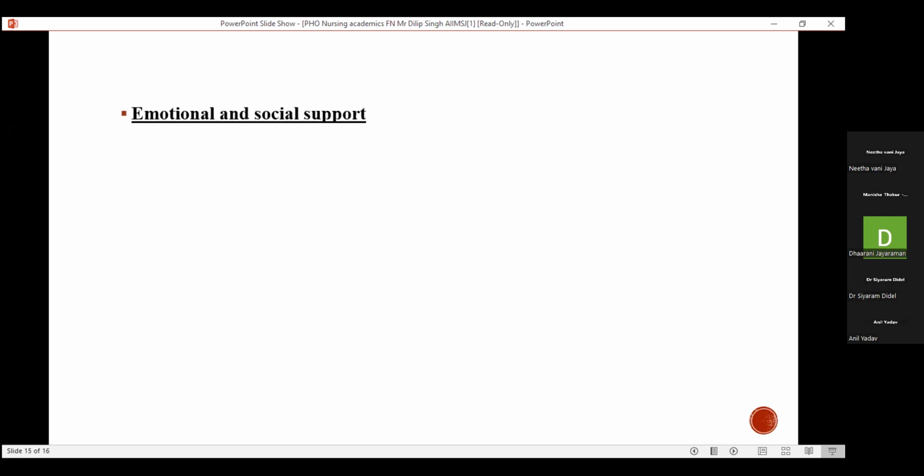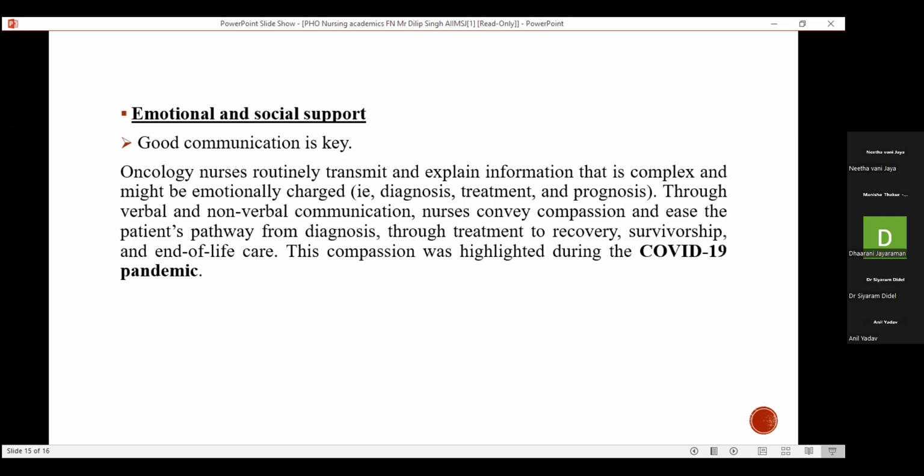Emotional and social support. Good communication is key. Oncology nurses routinely transmit and explain information that is complex and might be emotionally charged: diagnosis, treatment, and prognosis, through verbal and non-verbal communication. Nurses convey compassion and ease across the patient pathway from diagnosis through treatment to recovery, survivorship, and end-of-life care. This compassion was highlighted during the COVID-19 pandemic.